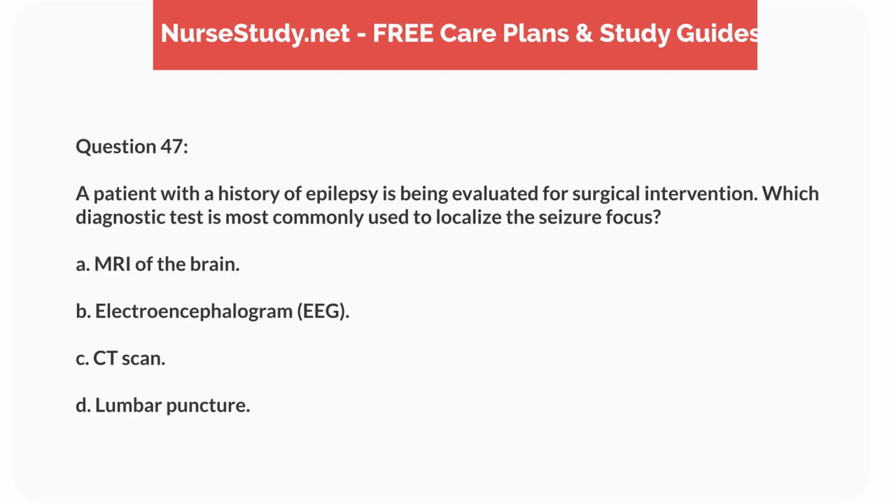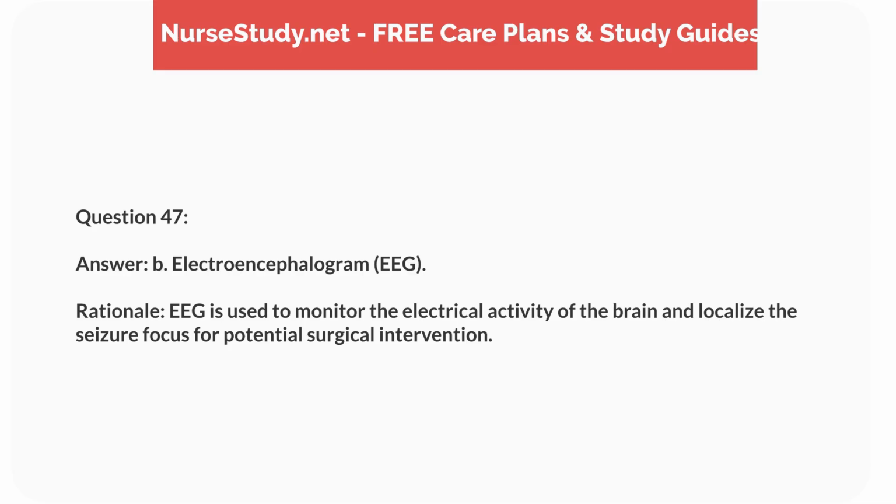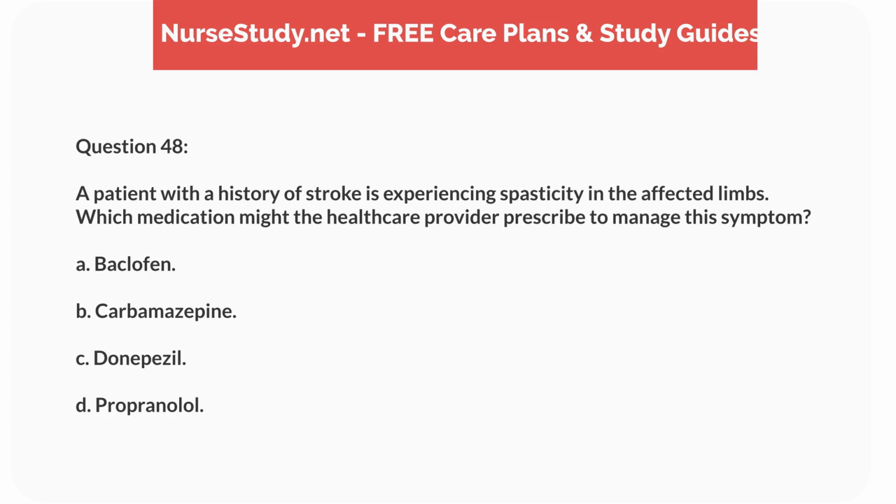Question 47. A patient with a history of epilepsy is being evaluated for surgical intervention. Which diagnostic test is most commonly used to localize the seizure focus? A. MRI of the brain. B. Electroencephalogram, EEG. C. CT scan. D. Lumbar puncture. Answer: B. Electroencephalogram, EEG. Rationale: EEG is used to monitor the electrical activity of the brain and localize the seizure focus for potential surgical intervention.